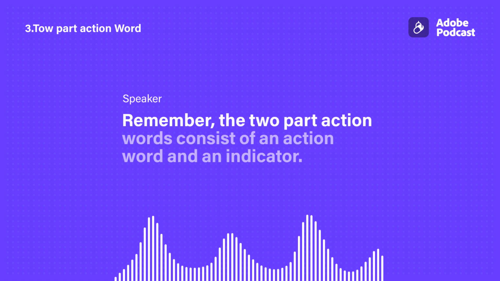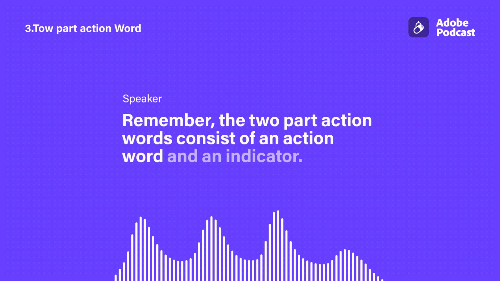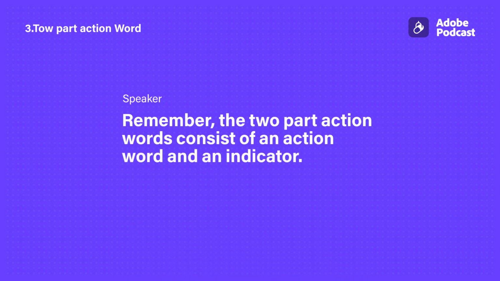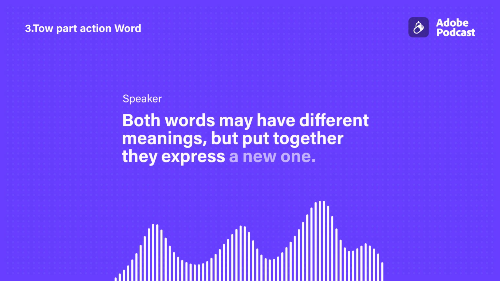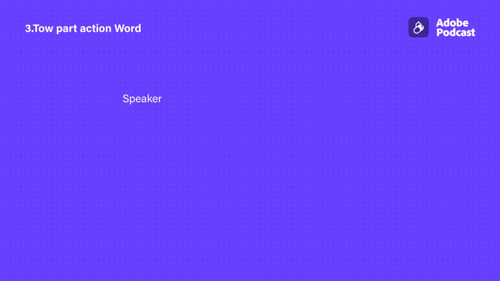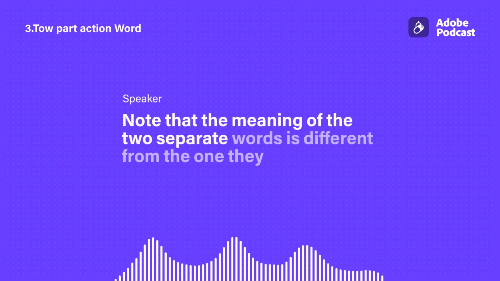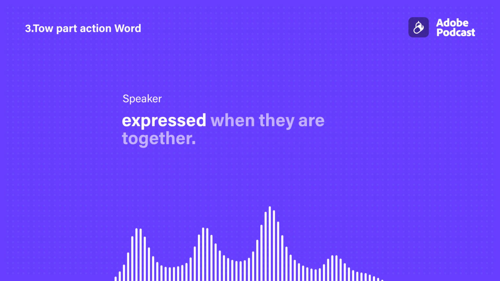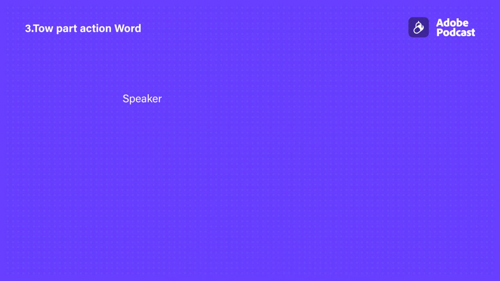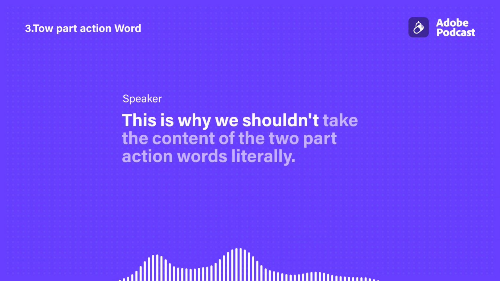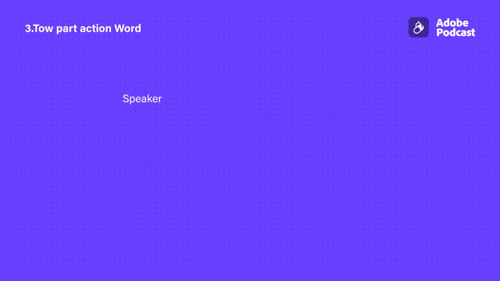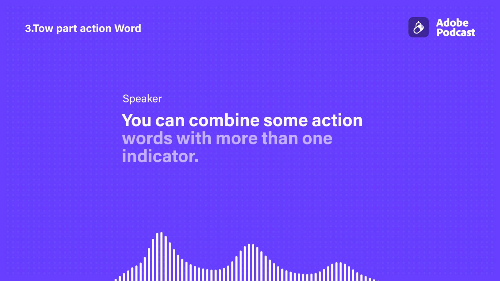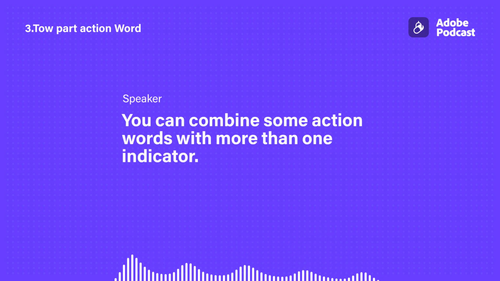Remember, the two-part action words consist of an action word and an indicator. Both words may have different meanings, but put together they express a new one. Note that the meaning of the two separate words is different from the one they express when they are together. This is why we shouldn't take the content of the two-part action words literally. You can combine some action words with more than one indicator.